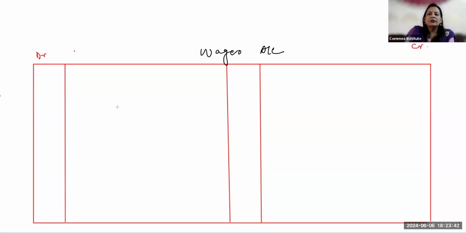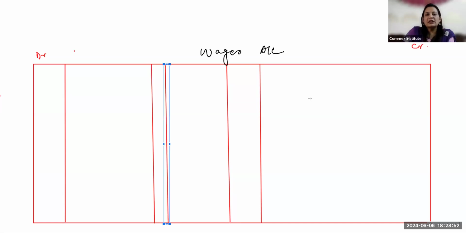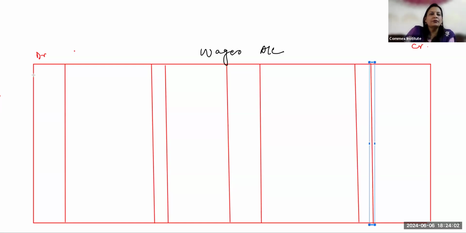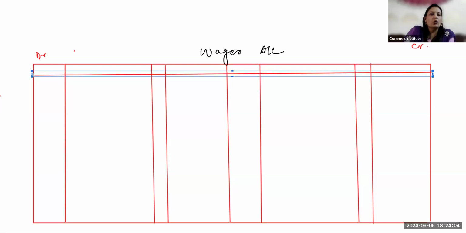And then first one is the date column. Then is my transaction or particulars column. Then is a small column known as journal folio, which is the page number of the journal. And similarly, on the right-hand side, we have the date column and the particulars column and the journal folio column and the amount column. So I'll be putting all these headings. Those who have made the cash account may not do this. Those who have not made the cash account can quickly make the wages account.